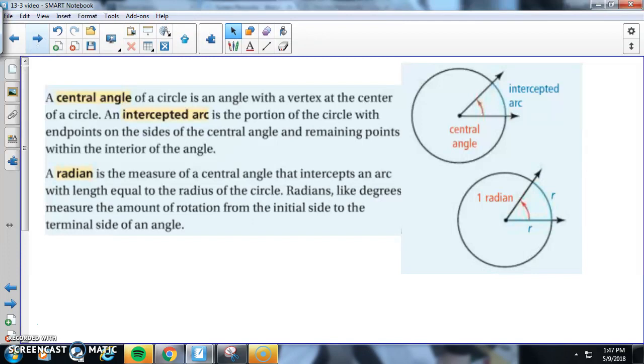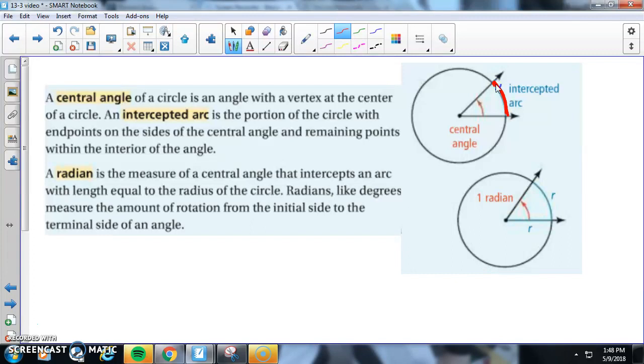A central angle of a circle is an angle with a vertex at the center of a circle. An intercepted arc is the portion of the circle with the endpoints on the sides of the central angle and remaining points within the interior of the angle. So the intercepted arc, if we look, would be this part of our circle.